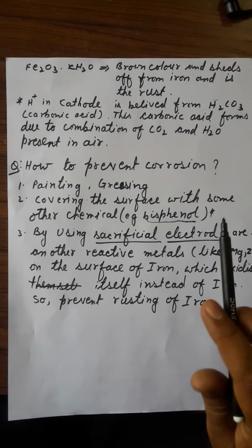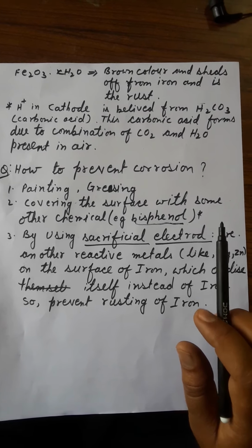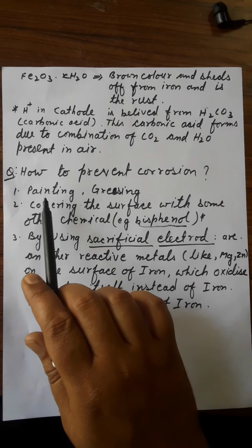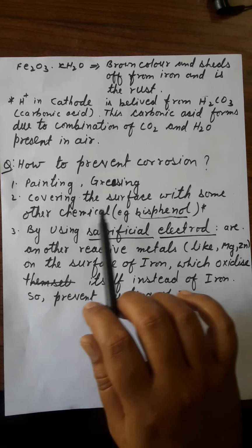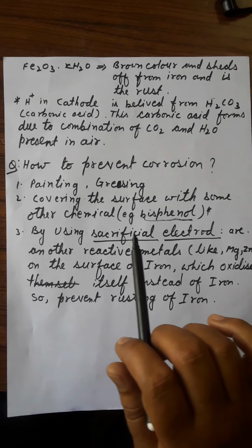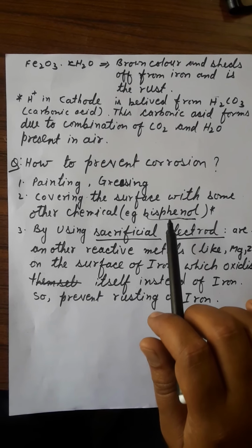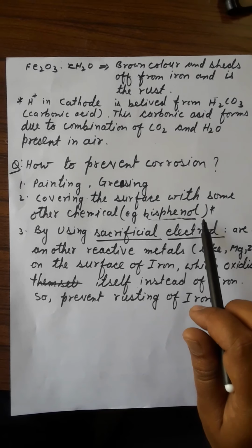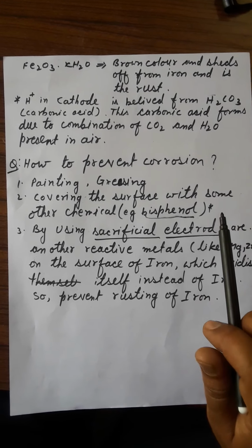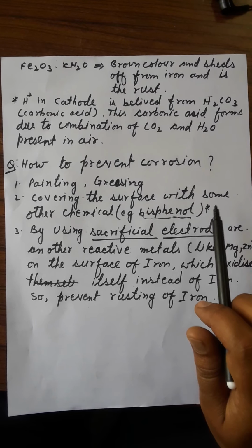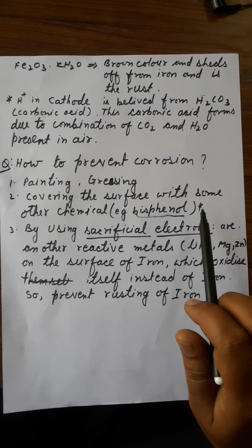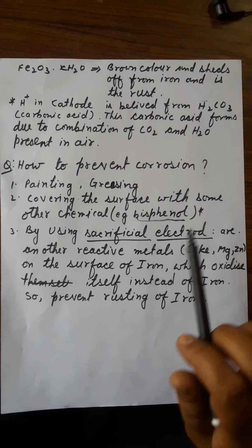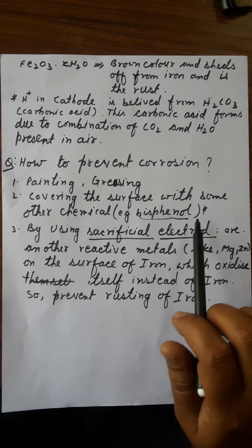Now we will discuss some of the points which can prevent corrosion. So first point, as we know, painting and greasing are common. Another example is covering the surface with some other chemicals, for example bisphenol. Remember this word bisphenol, star mark it because it is very important. In one of the board examinations 2-3 years ago it was asked which chemical you can use to prevent corrosion in iron. So your answer should be bisphenol, right?